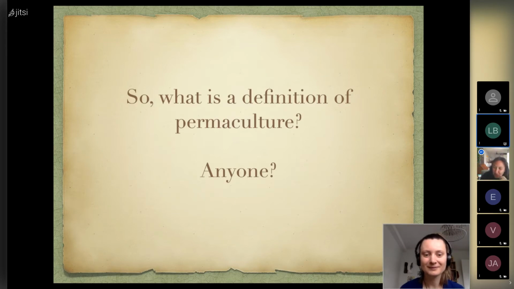I'll try. Okay. I think permaculture is an approach and a way of thinking of connecting with the planet and with people around you. Mm-hmm. That's a really good one. Love it. Anybody else?